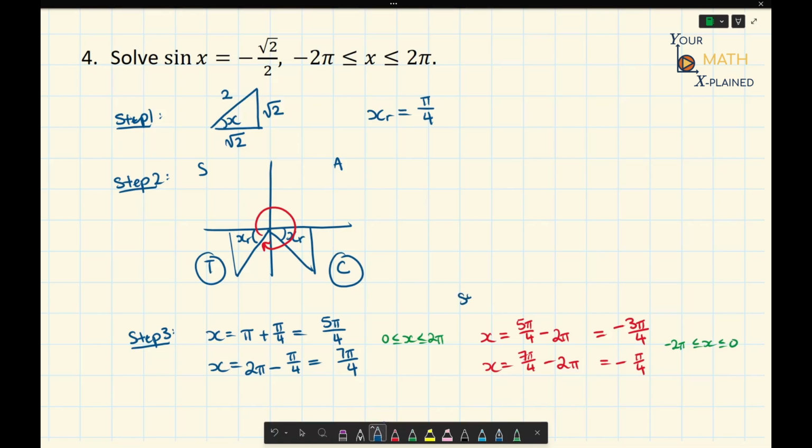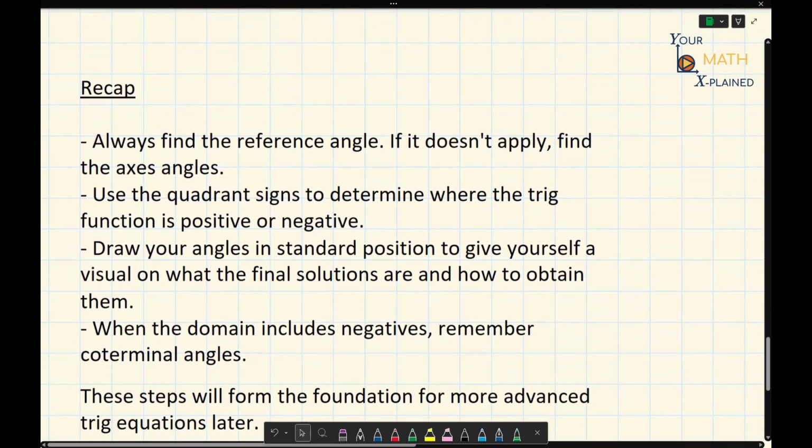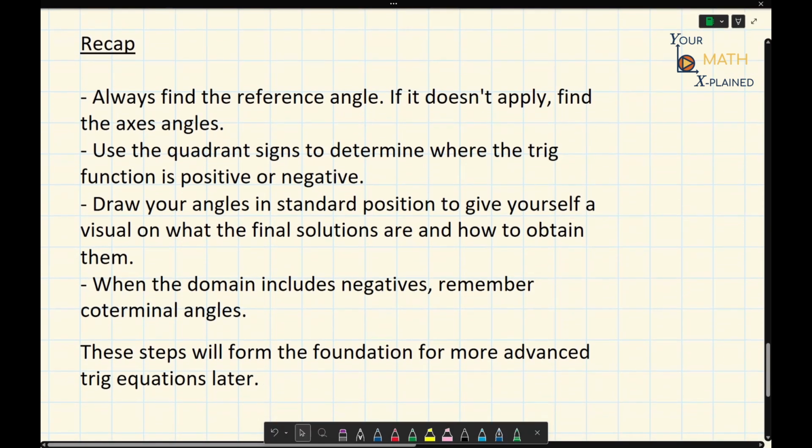So this would be our step 4, which means in total for this example, we actually have 4 solutions in the domain. And now let's go ahead and do a recap of everything that we covered in this video.